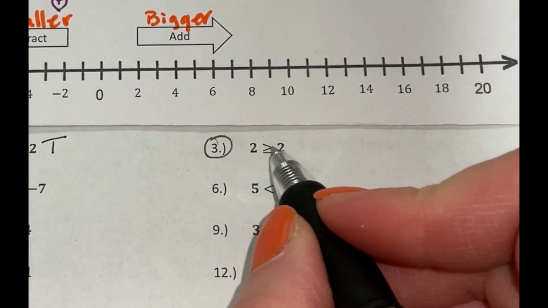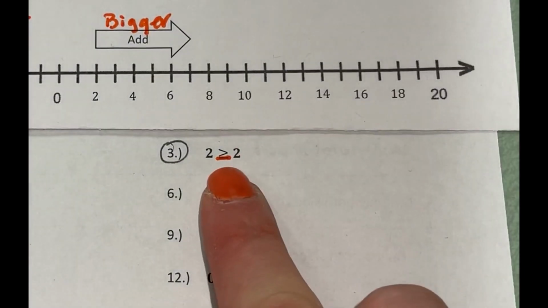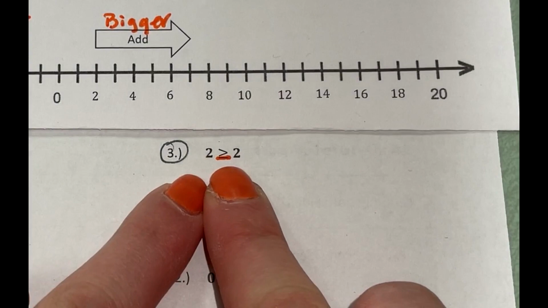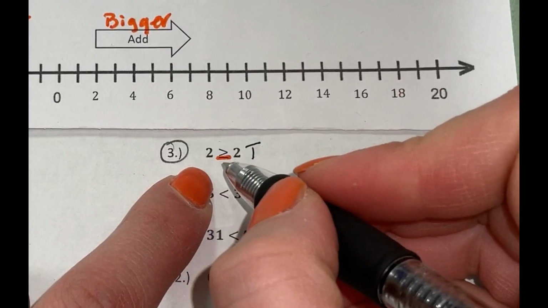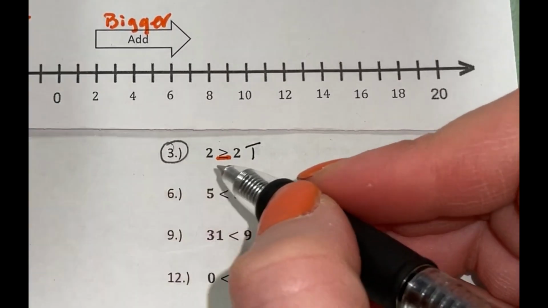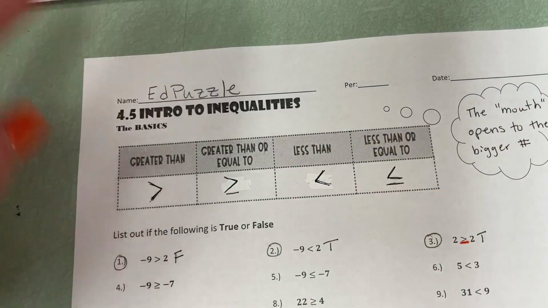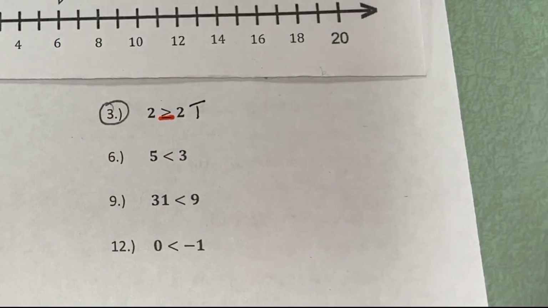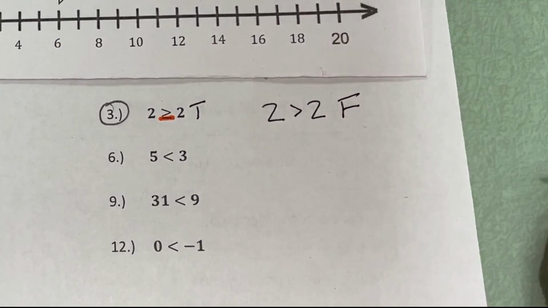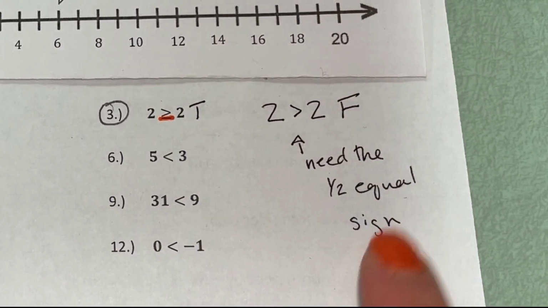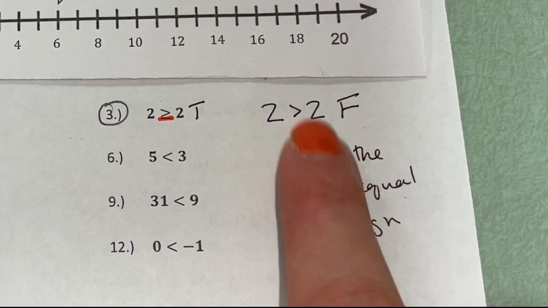Number 3, 2 is less than or equal to 2. So because of the equal sign that's with this problem, this is a true statement. 2 can be greater than or equal to. That's the big part. Or equal to. So that means it can also be equal to itself. Now, if it said something like this, 2 is greater than 2, that would be false. You would need to have the half equal sign in order for this statement to be true. Trust me, I like to be evil, so we'll look out for that.